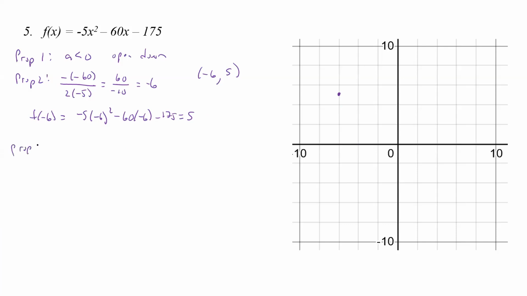Property 3. That's our y-intercept we were talking about. And at 0, negative 175, it's going to be way down below there. We're never going to see it on this graph. Property 4.